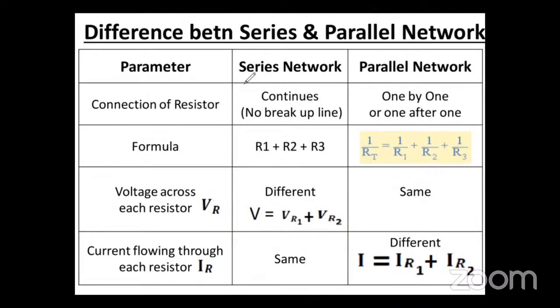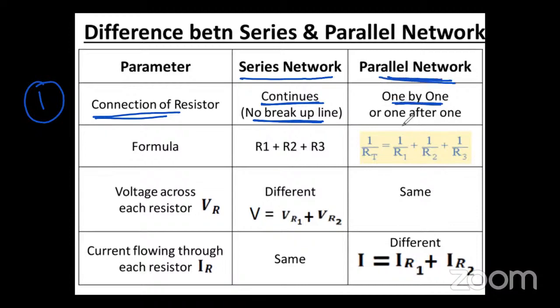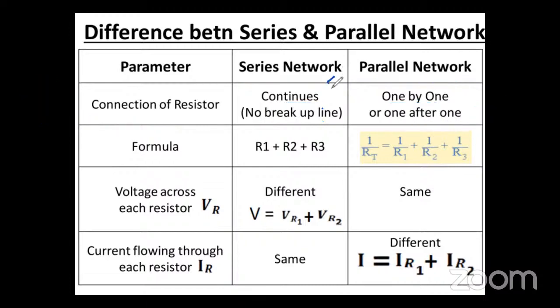See, in the series network, the first point जो हमने देखना है, that is a connection of resistor. तो resistor कैसे connected होते हैं? In the continuous. Breakup line यहाँ पे नहीं होता. They are connected in continuous. ये हमने देखा था in the last lecture. पैरेलल में कैसे होता है? इट्स 1 by 1 और 1 आफ्टर. सो देयर इज अ कंटीन्यूअस लाइन, यहाँ पे ब्रेकअप लाइन प्रेजेंट है. सो दिस इज अ बेसिक डिफरेंस बिटवीन सीरीज एंड पैरेलल नेटवर्क ऑफ रजिस्टर.